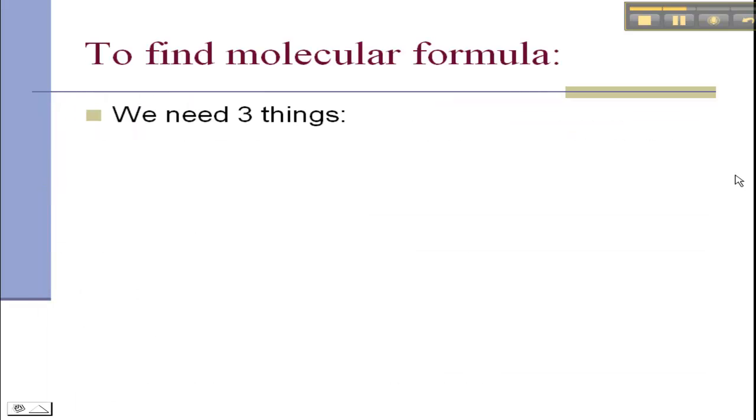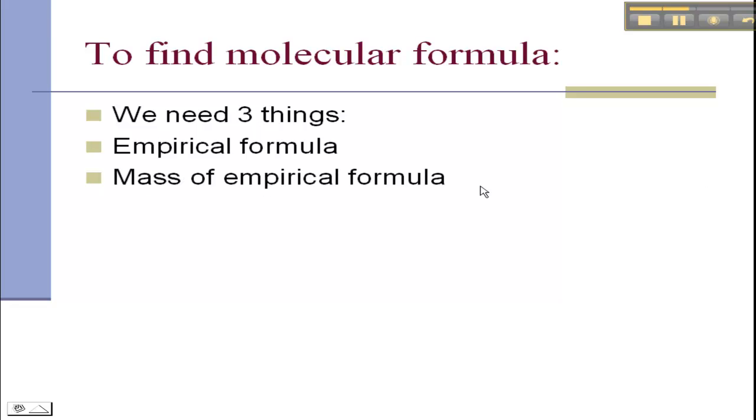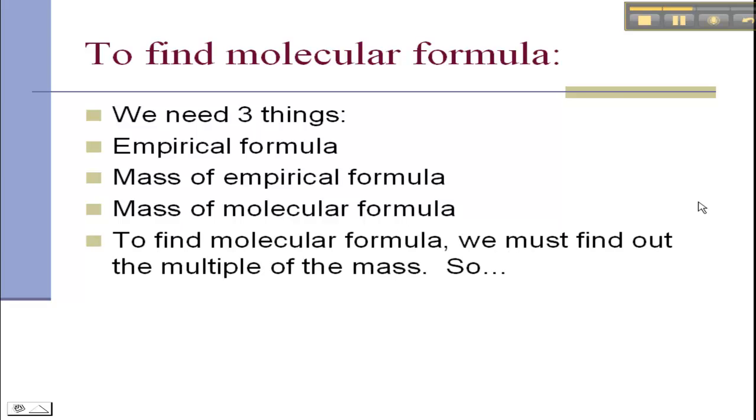So to find the molecular formula, you need 3 things. You need the empirical formula, you need to find the mass of that empirical formula, and you need to have the mass of the molecular formula. That'll be given to you in the problem. So to find the molecular formula, we have to find out the multiple of the mass. So we take the mass of our molecular formula, divide it by the mass of our empirical formula, and that's going to give you the multiple, how much bigger it is.